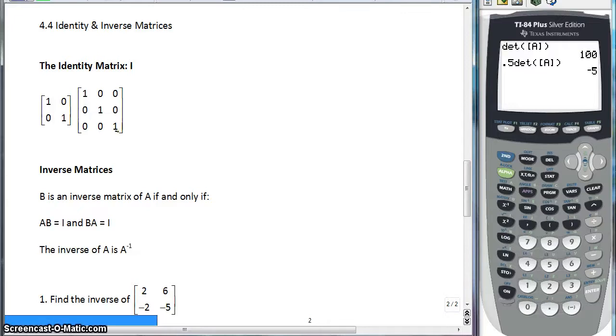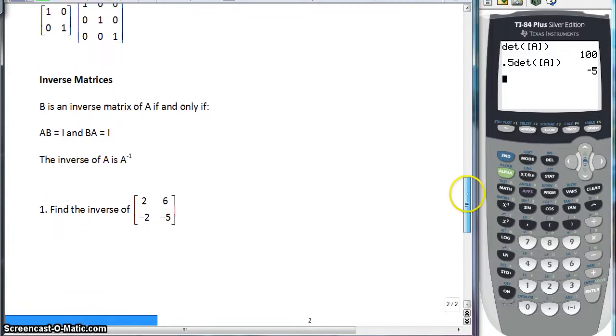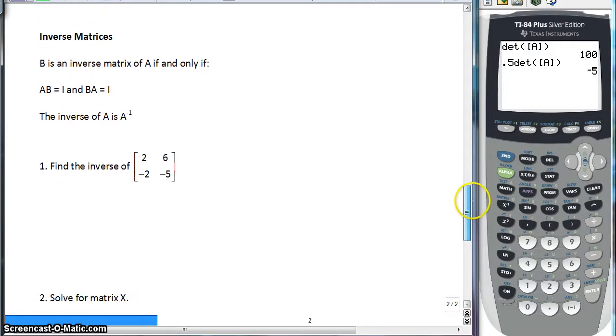Now, inverse matrices, it's kind of like the inverse of multiplying by 2 is multiplying by 1/2, and it brings you to 1. When it comes to matrices, when you multiply inverse matrices, they will multiply to I, the identity matrix. And it's got to be true for both: A times B is equal to I, and B times A is equal to I.